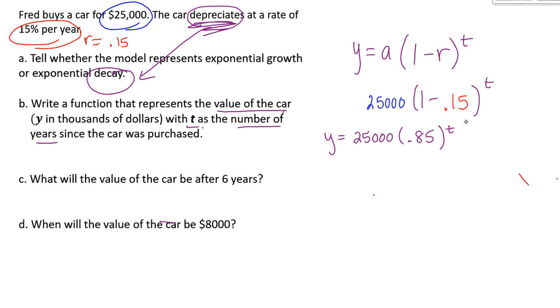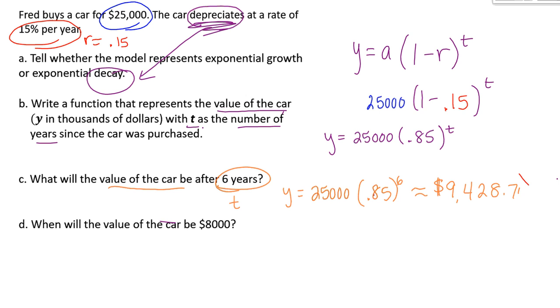All right, C says, what will the value of the car be, so y, after 6 years? That's a t. Y equals 25,000, 0.85 to the 6th power, which is about 9,428.74. Wow, 6 years is not worth much, huh? 15% depreciate rate is really high.